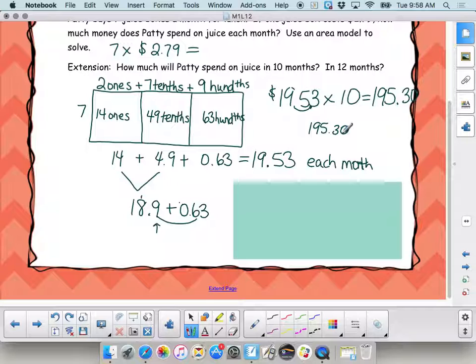that you could have saved if you would have drank water in 10 months. Okay, now a little more complicated. Let's figure out a whole year. Okay, so I need your attention, boys and girls. You're starting to talk. $19.53 times 12. Can you do that?